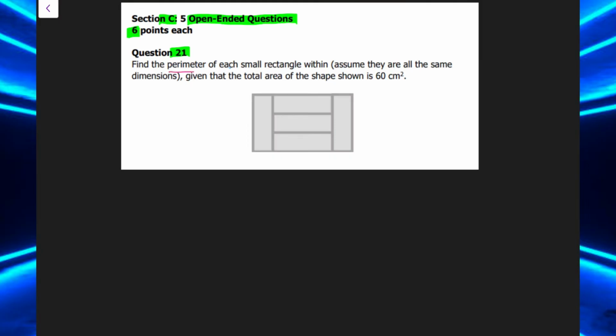All right, let's start. Find the perimeter of each of the small rectangles within. We can see the rectangles here. Assume they're all the same dimension. So we can see there are 1, 2, 3, 4, and 5 such rectangles that are joined together to make the bigger rectangle. Let me draw it again. So this is our smaller rectangle, and 5 of these rectangles join to make this shape. We have to find the perimeter of this shape here. Given that the total area of the shape is 60 centimeters square.